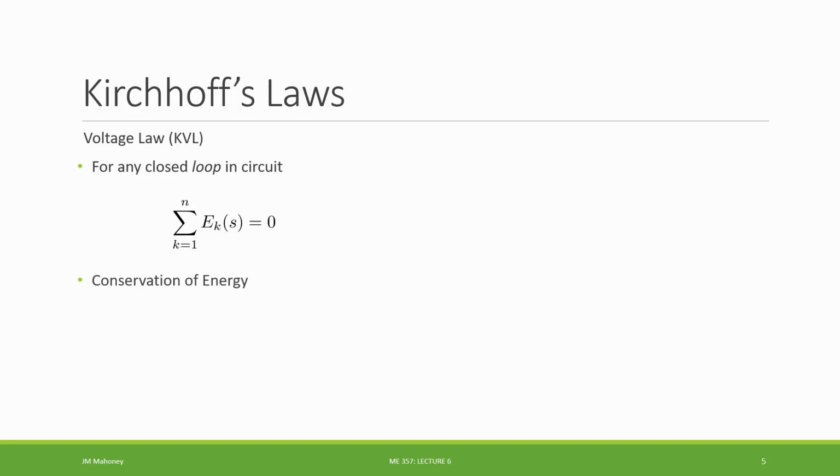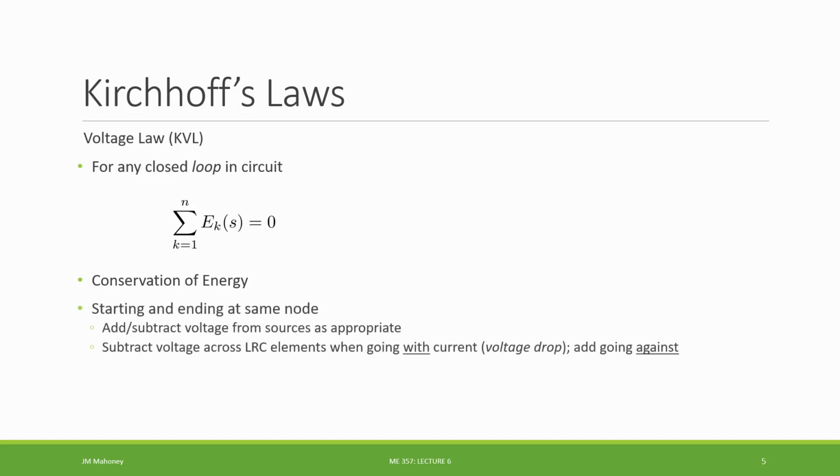If I'm getting back to my start point, I cannot have a net gain or loss of energy in my system. It can be transferred into other forms, but I can't gain it or lose it. So again, we're going to be starting and ending at the same node when we are going through the KVL, adding up all of these voltages.